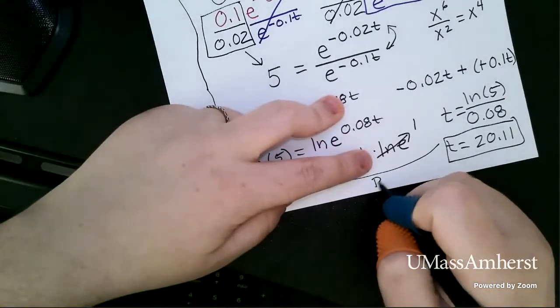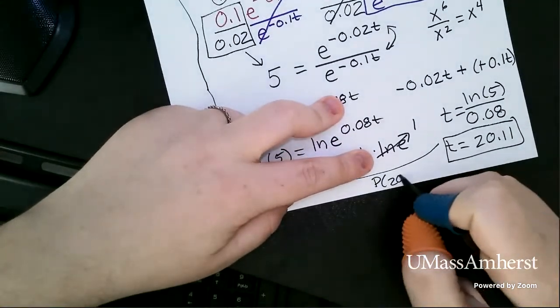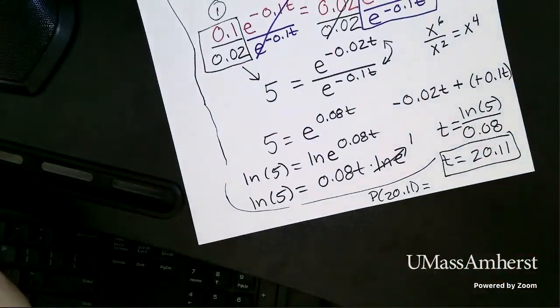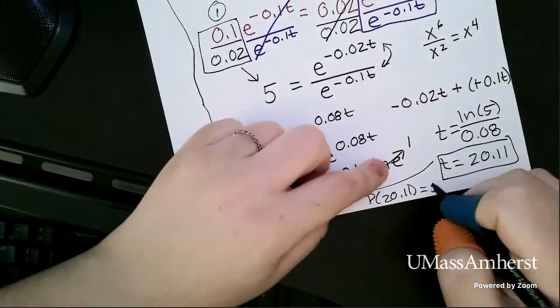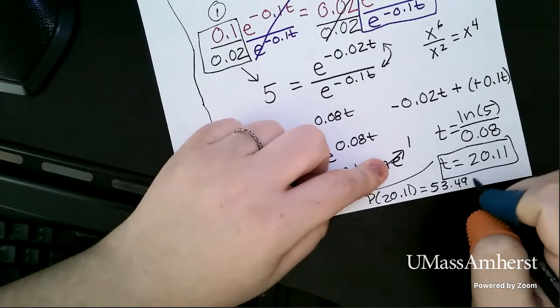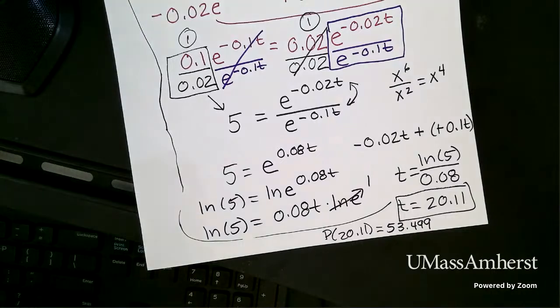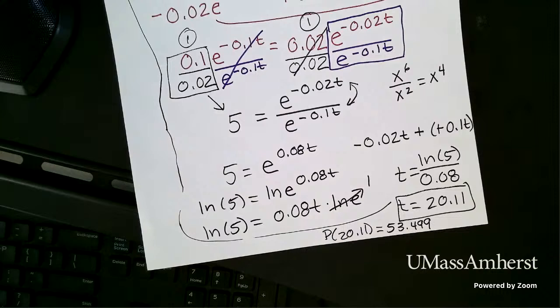And when you do that, you get P of 20.11. That's going to give you 53.499. Okay, so the algebra on this is a little tricky, but those are the steps. Think through it, make sure that makes sense to you. If it doesn't, stop by Drop and Help, and they will help you with that.